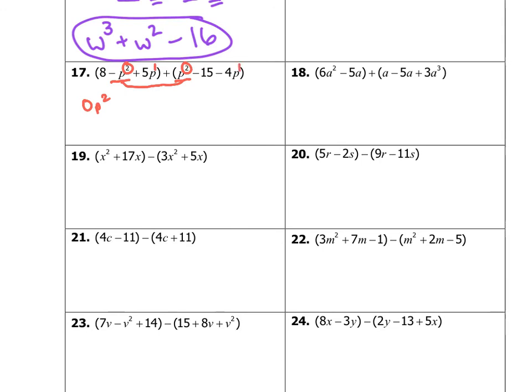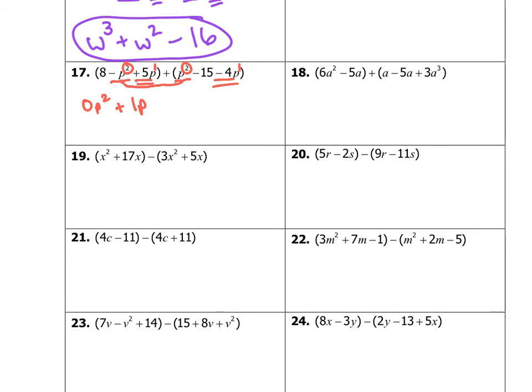Look at that. I actually have a positive 5p, and then I have a negative 4p. Positive 5 minus 4, that's going to give me a plus 1p. Perfect. That's what I was looking for. Now we find the next highest exponent. In this case, it's not there.